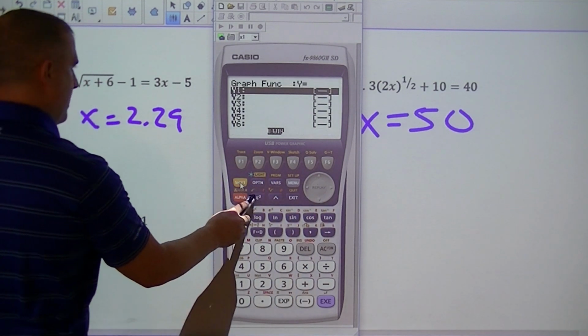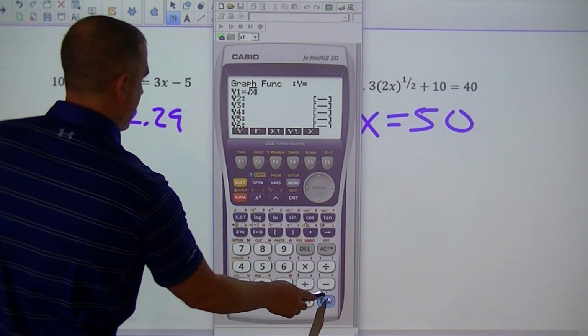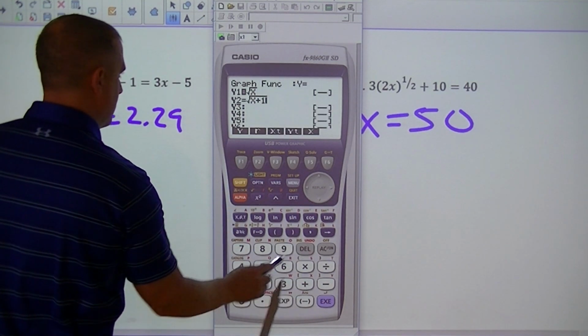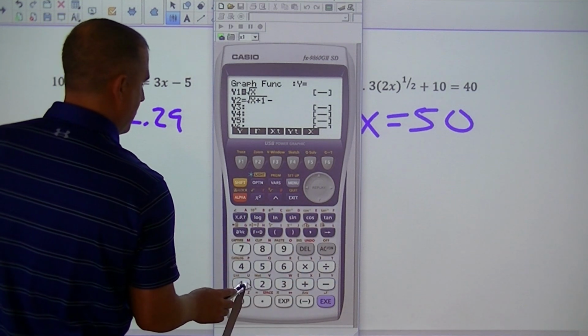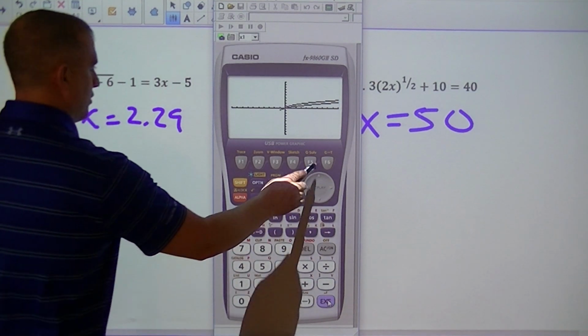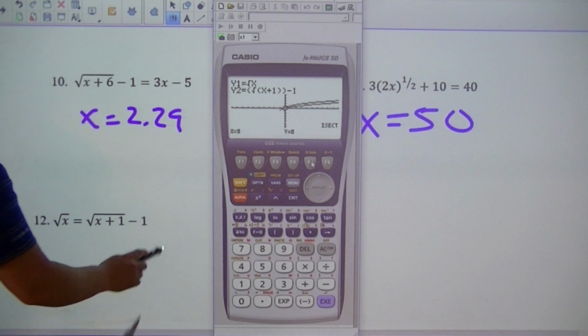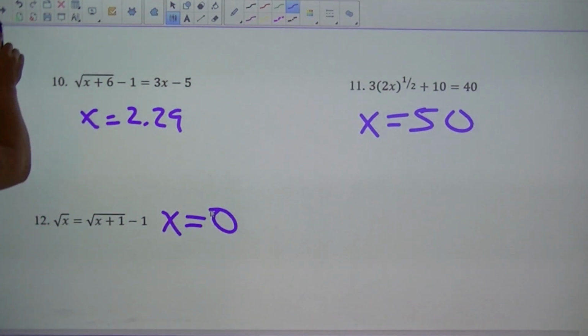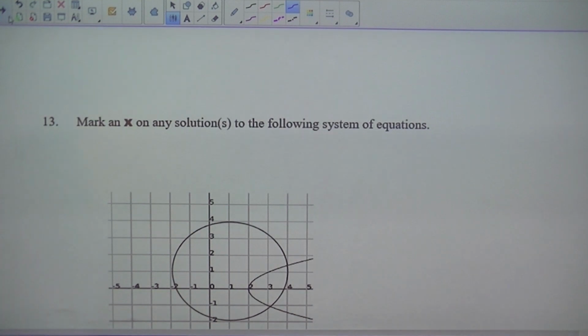All right, square root of x on that one, square root of x plus 1 with a minus 1 outside. G solve intersect, I got x equals 0 on that. So that's the practice of those first 6 questions. Okay, moving on to question 13.